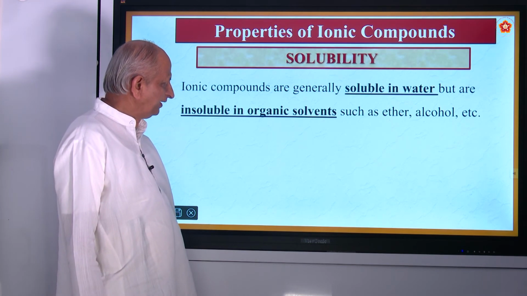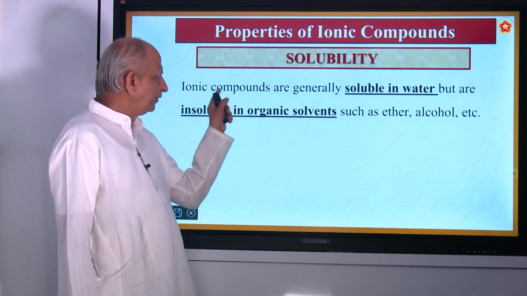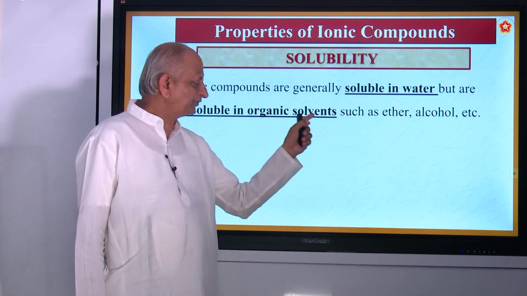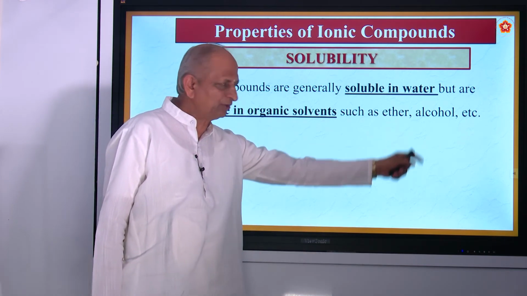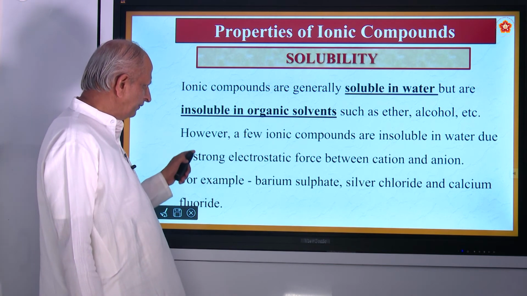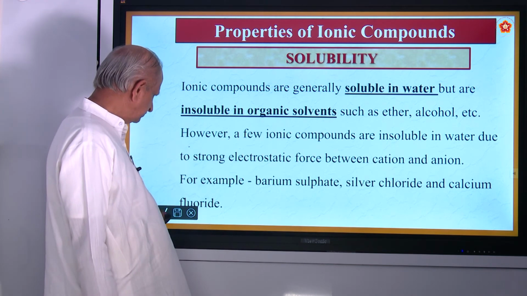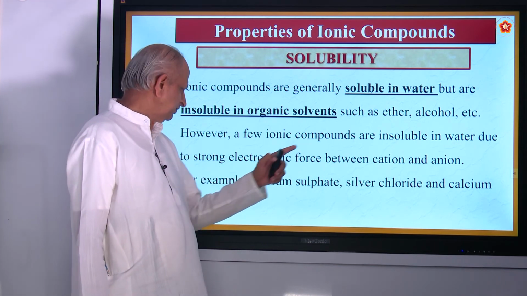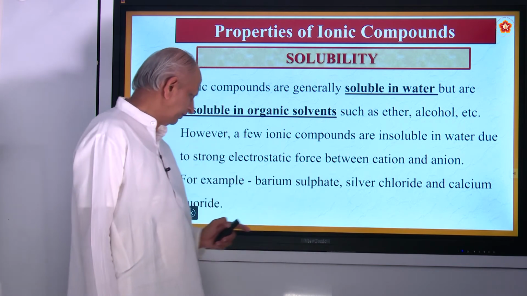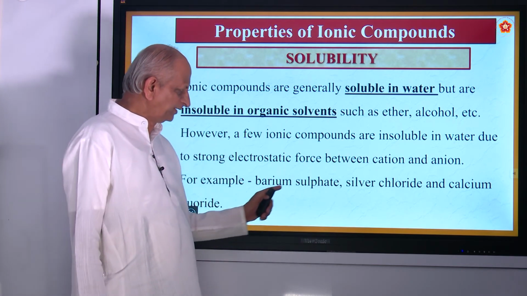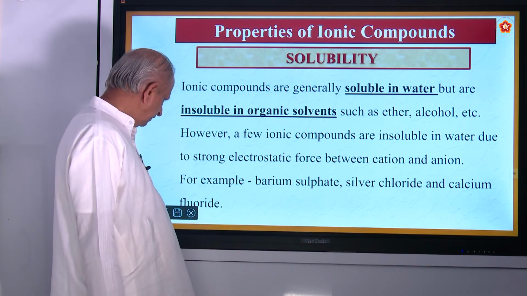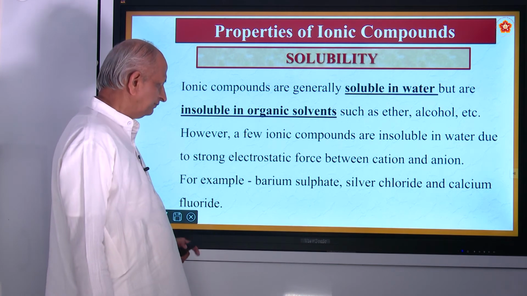And what about solubility? Ionic compounds are soluble in water, but are insoluble in organic solvents like ether, alcohol, etc. Okay. However, a few ionic compounds are insoluble in water due to the strong electrostatic force between cation and anion. For example, barium sulfate, silver chloride, calcium fluoride, etc. They do not dissolve in water.